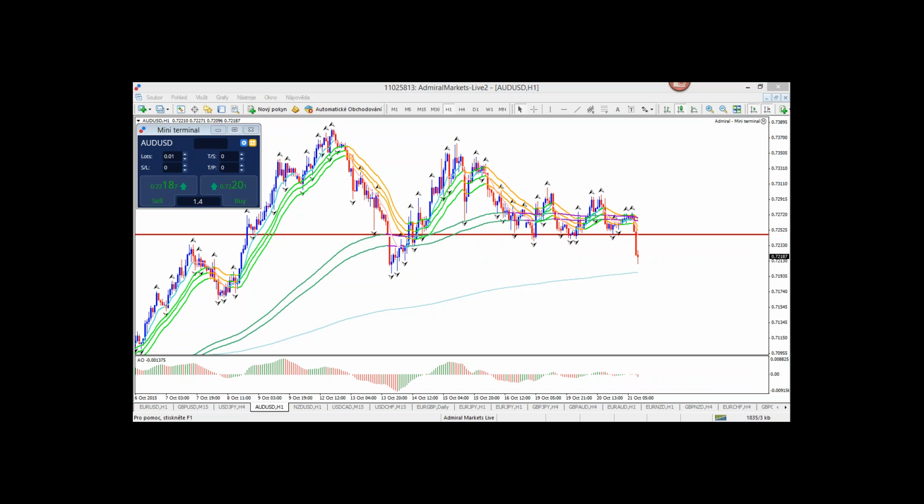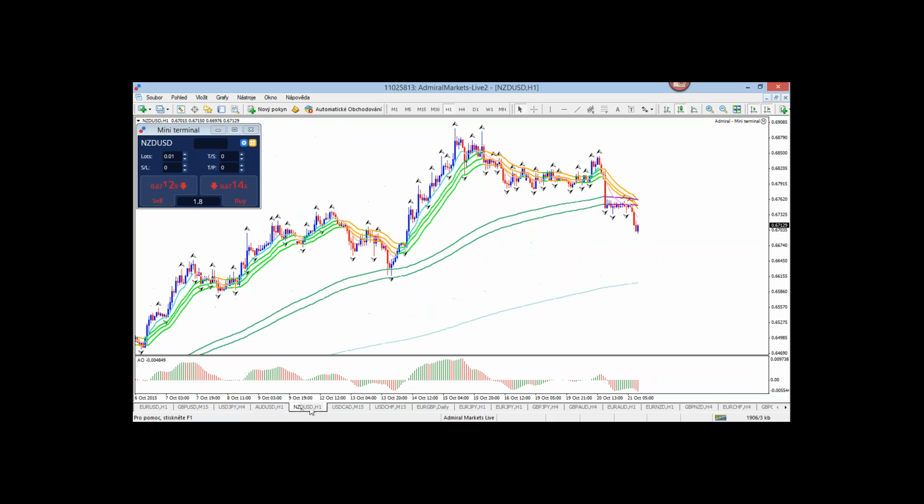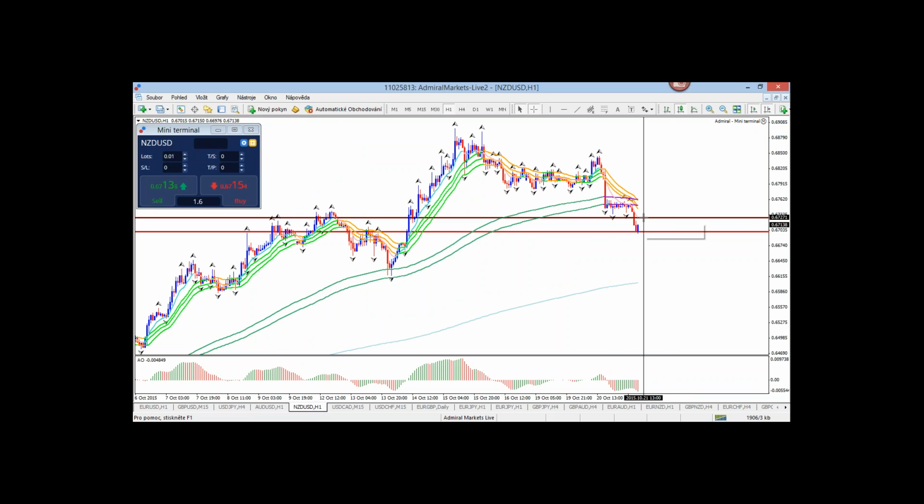Let's see. Malcolm is asking about the New Zealand setups. Definitely we can take a look at that. Basically what I'm looking for on the Kiwi, which is the New Zealand US dollar, is a break, a candle close actually, below 67 on the hourly chart. After which I would be looking for a pullback to the 8 EMA, which is now at 67.25-ish. Those two things I'm looking for to happen.